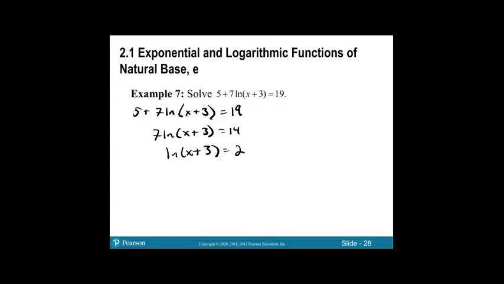To bring it out of the log, we can raise both sides to the power of e. On the left, we're going to have x plus 3. On the right, we're going to have e to the power of 2. Subtract 3, e squared minus 3. Then we're going to say x is approximately 4.389.